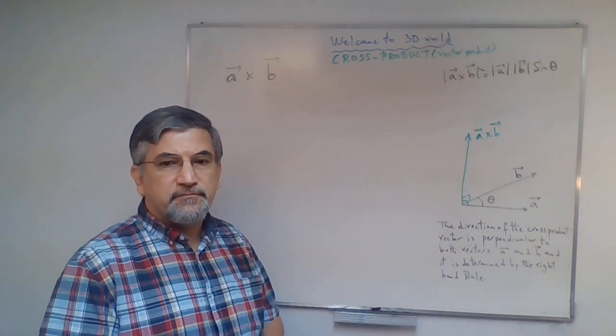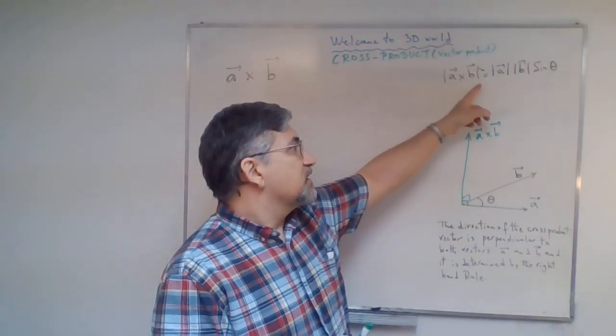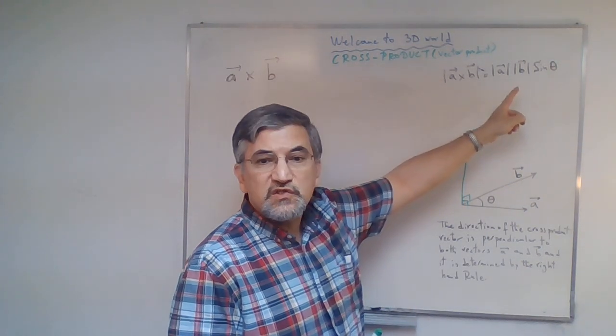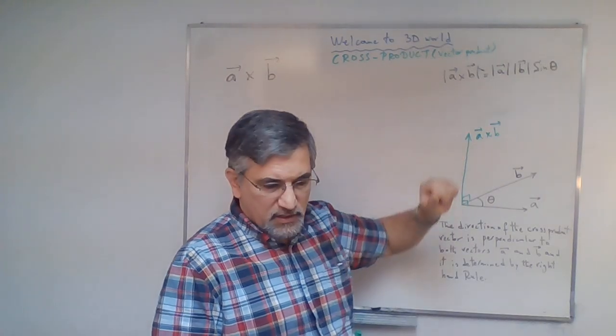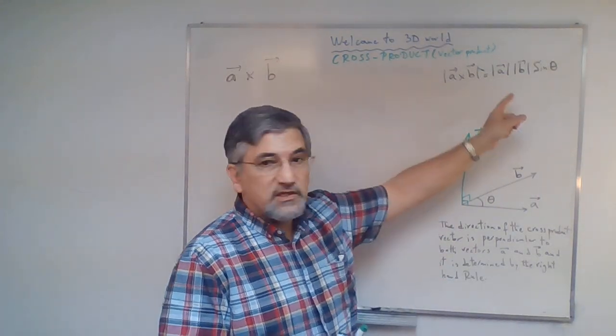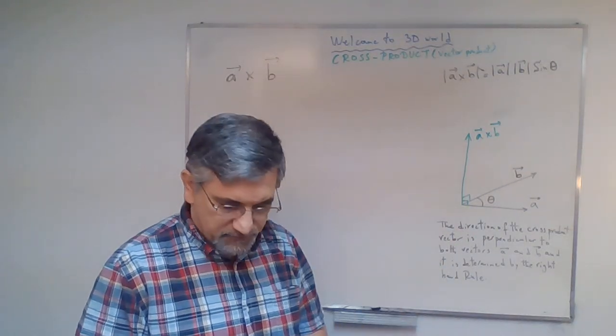In terms of its magnitude, the magnitude of cross product of two vectors is defined as the magnitude of the first vector times the magnitude of the second vector times the sine of the angle in between. So this time it's not cosine, it is sine. And that is the magnitude of this cross product vector.